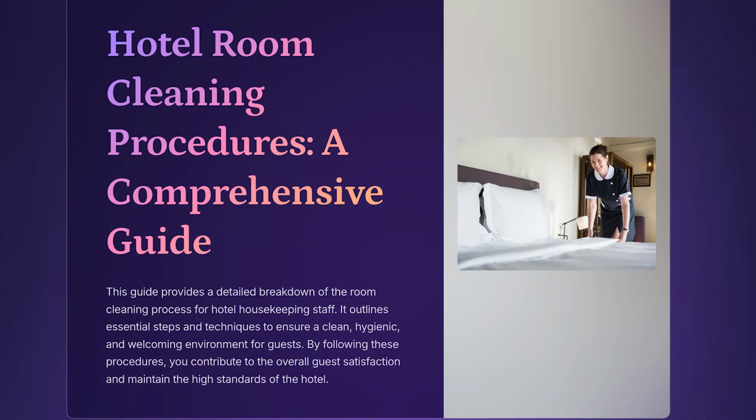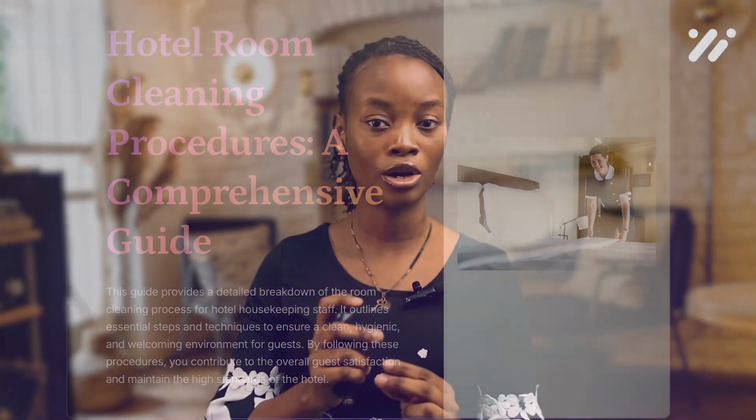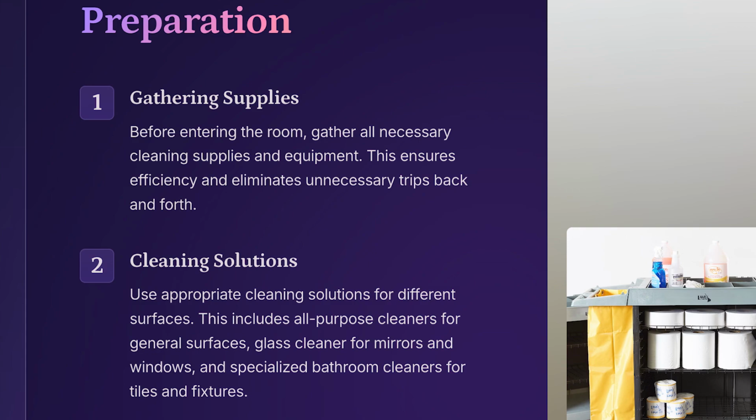Moving on to cleaning procedures. Gathering supplies. Number 1. Before entering the room, it is essential to collect all necessary cleaning supplies and equipment to ensure efficiency. This includes cleaning solutions. You need to use appropriate products such as all-purpose cleaner for surfaces, glass cleaner for mirrors and windows, and specialized bathroom cleaners for towels and fixtures.